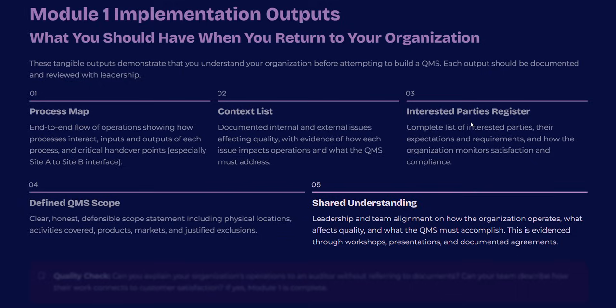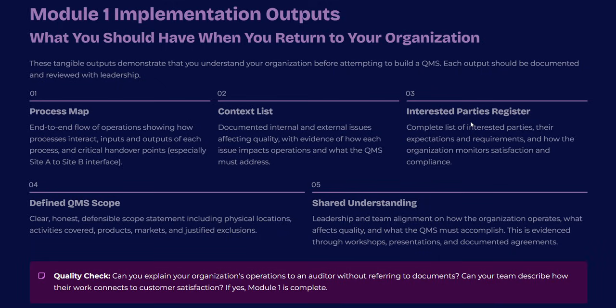Number five, shared understanding, leadership and team alignment on how the organization operates, what affects quality, and what the quality must accomplish. This evidence through the workshop, presentation, and documented agreements.